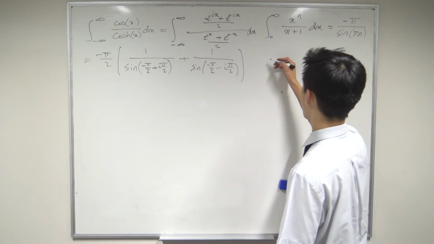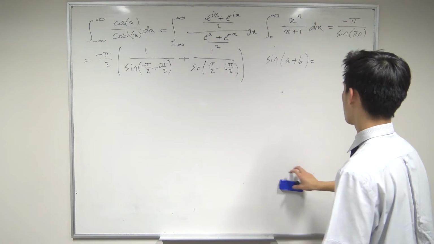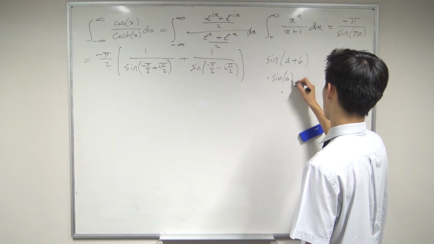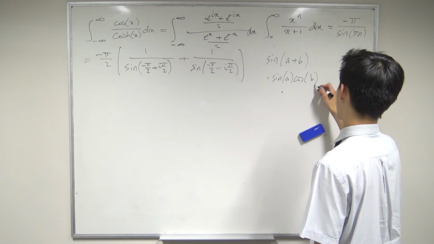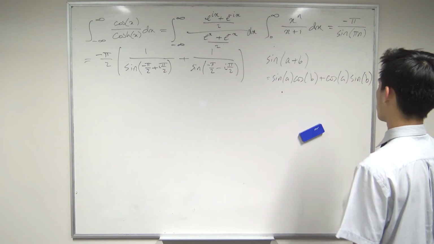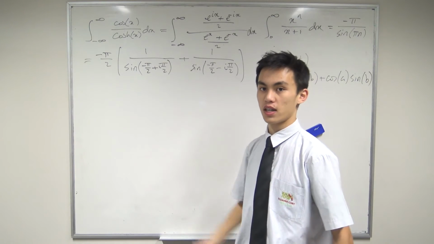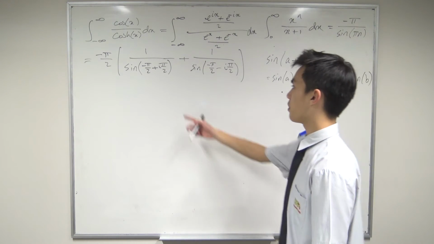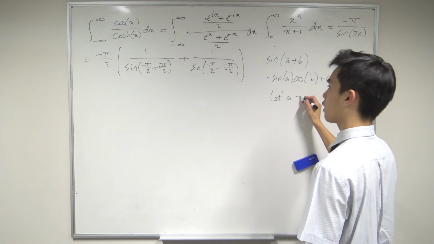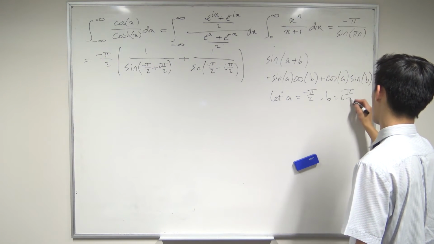If we have the sine of a plus b, for example, this can be written as the sine of a times the cosine of b plus the cosine of a times the sine of b. So that's our sine compound angle formula. And notice, for example, let's take a look at this first fraction. Our a is minus pi over 2 and our b is i times pi over 2. So in fact, if we let a be equal to minus pi over 2 and b be equal to i times pi over 2, what are we going to get?